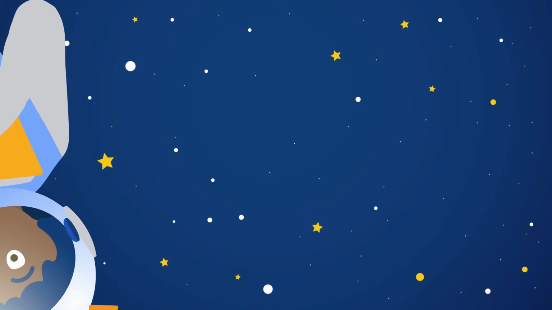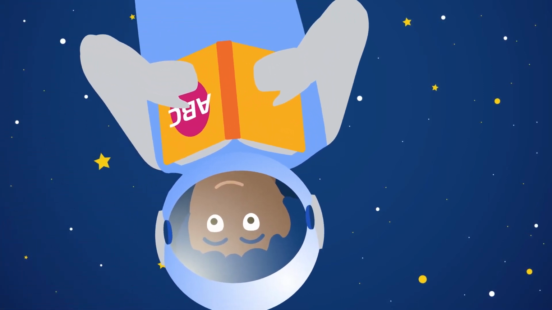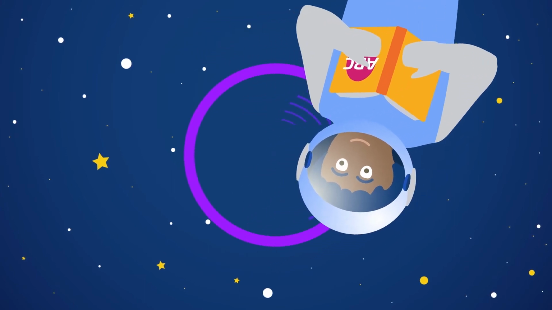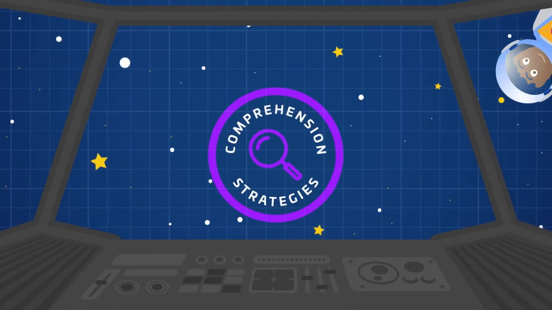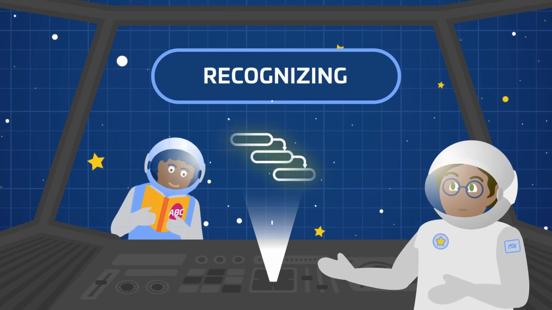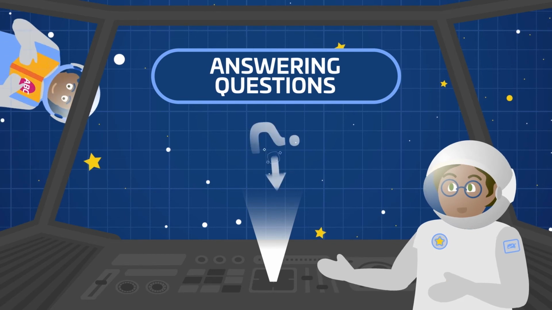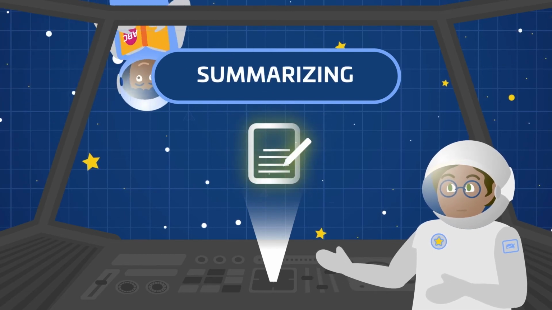Comprehension strategies are ways of thinking that help readers understand the information in a text. Comprehension strategies include the following: monitoring comprehension, predicting, recognizing text structure, asking questions, answering questions, visualizing, summarizing.